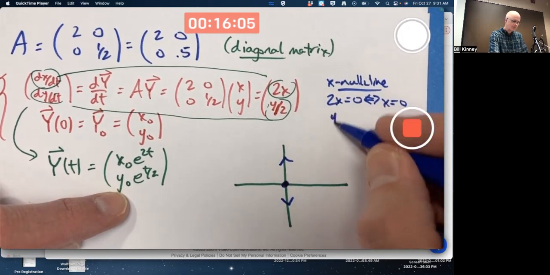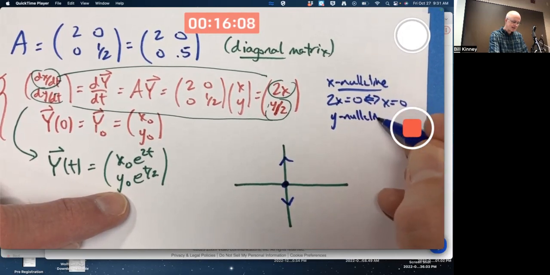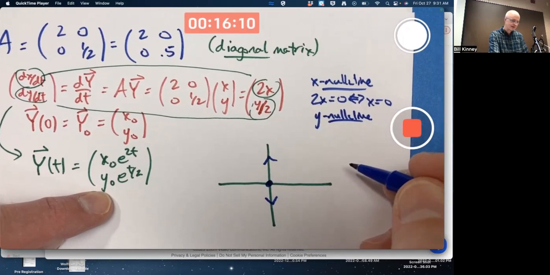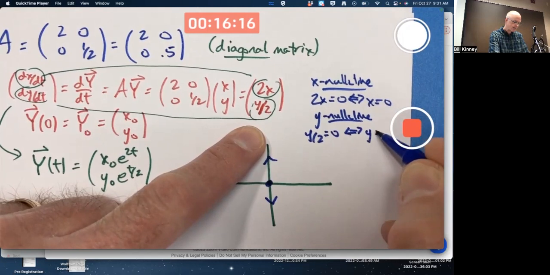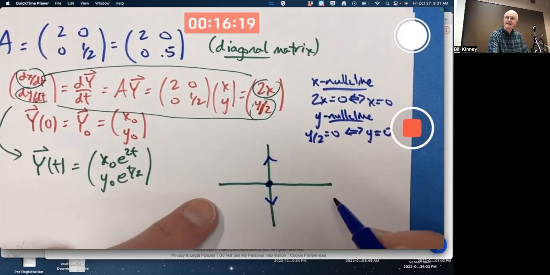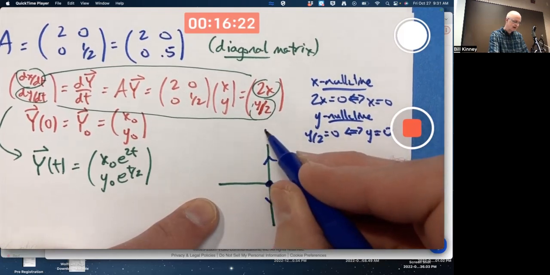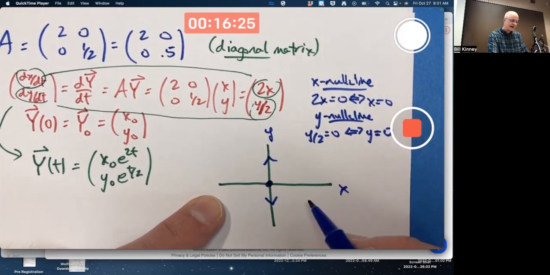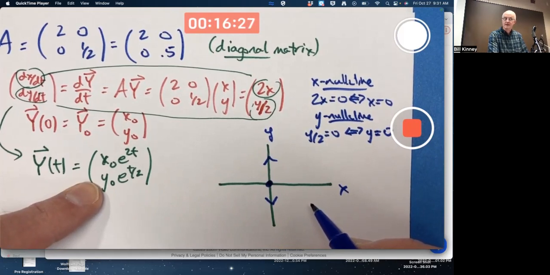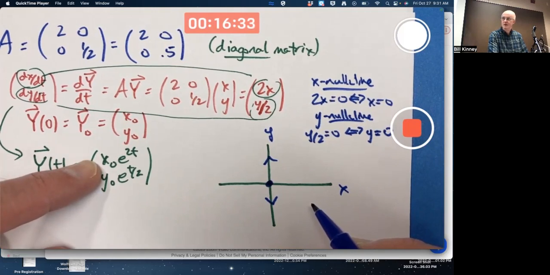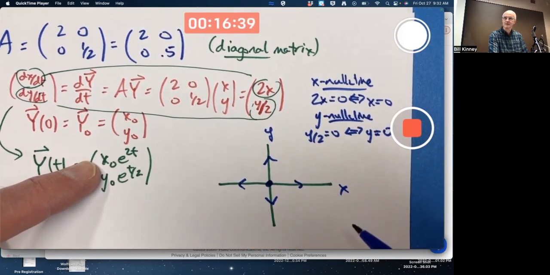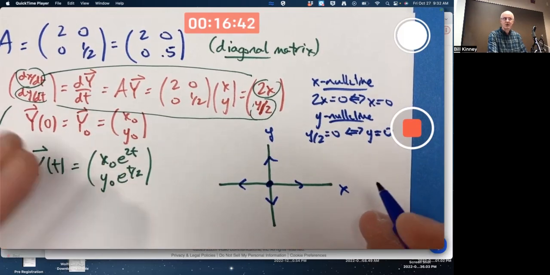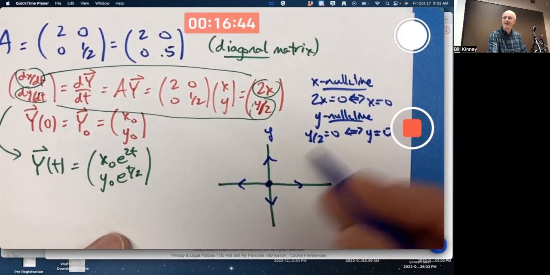The y null line is the x-axis in this example. This kind of thing happens with diagonal matrices. Y over 2 is 0, which is equivalent to y equals 0, which is the x-axis. Here's x, here's y. And if you start on the x-axis, that means y naught is 0. The second component is always 0. And the solution, the first component, is still exponential growth. It's also a source in the x direction. So overall, it's a source in 2 dimensions. Solution curves have to move away from it.